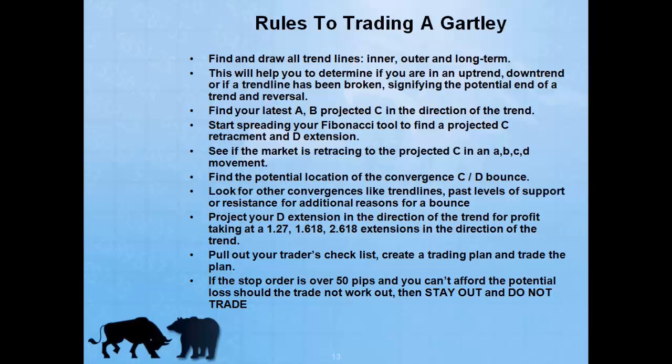We pull out our trader's checklist. We create a trading plan and trade that plan. If your stop loss is above the 50 pip mark or the 5%, it could be a little more than 50 pips. If it's still under your 5% rule, we stay out and we find another trade.